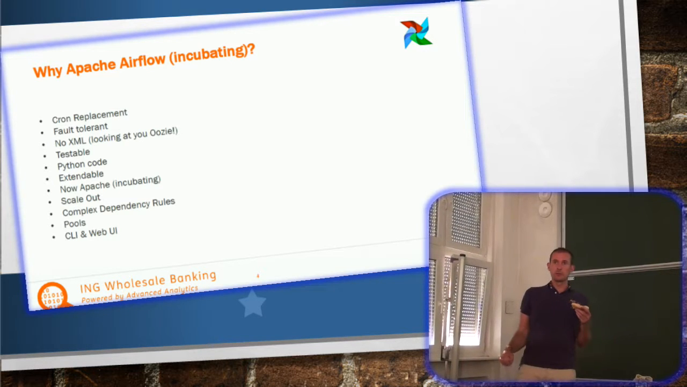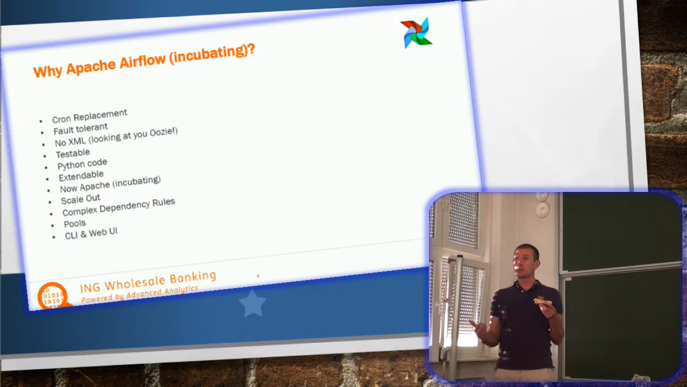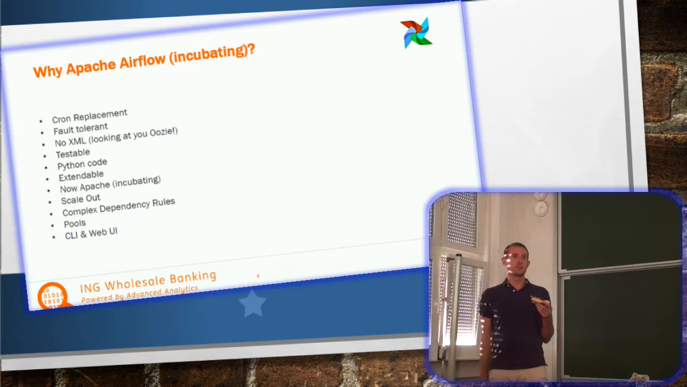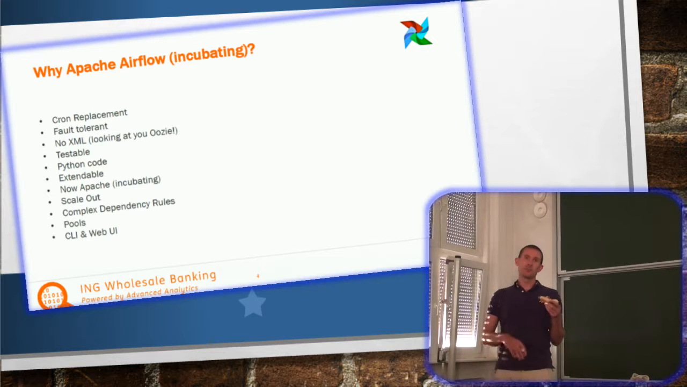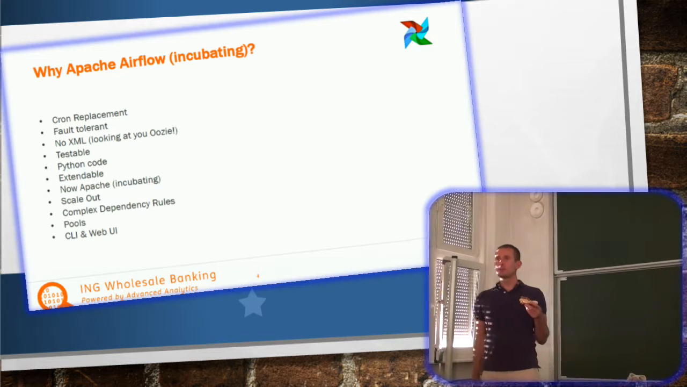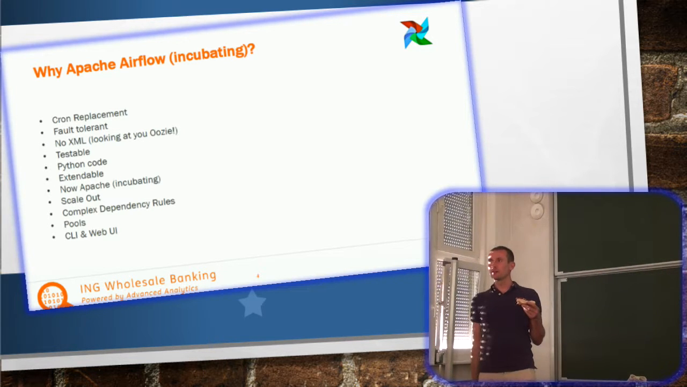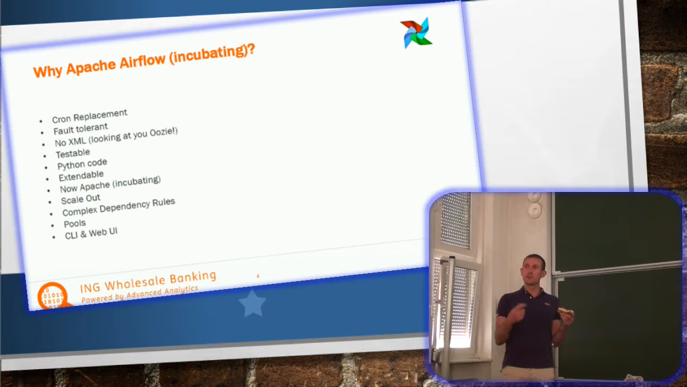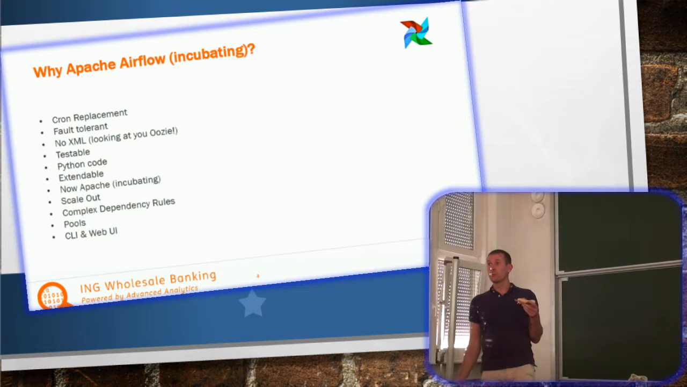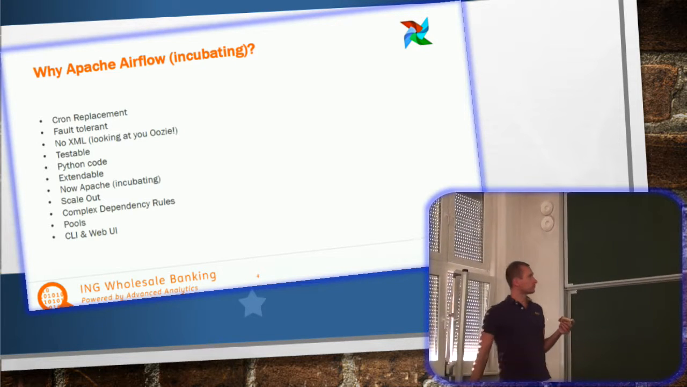It's also testable. Because it's Python code, you can compile it and see if it already works, and you can do some basic testing on it. Instead of a mistake somewhere in your XML that you track down because your XML parser throws something out, like an ampersand that doesn't work, and you only find it at runtime, here you can do it beforehand. You can write unit tests against your DAGs in the end.